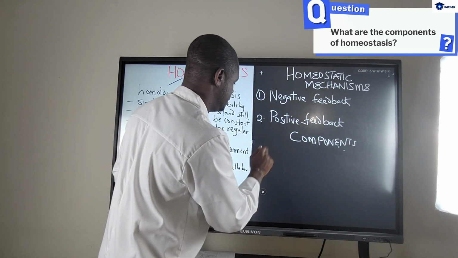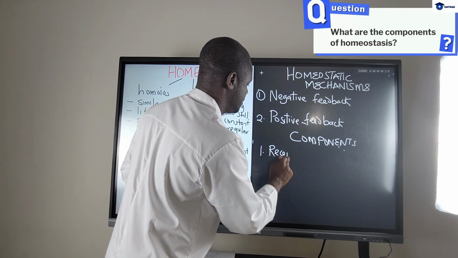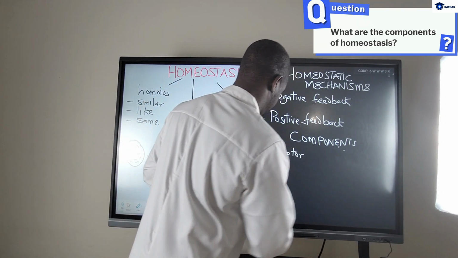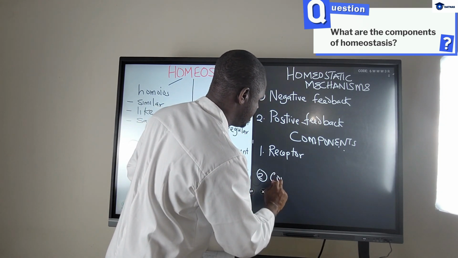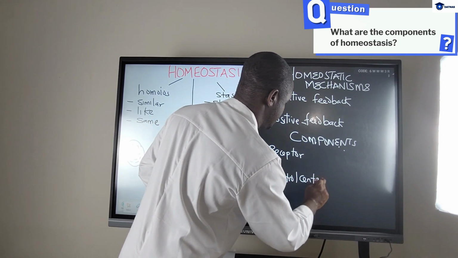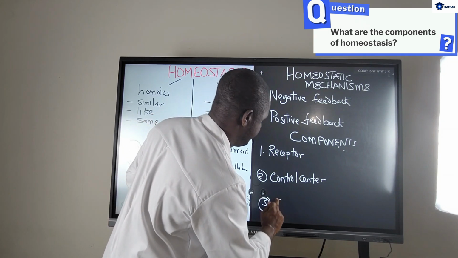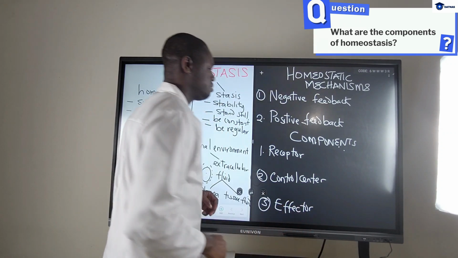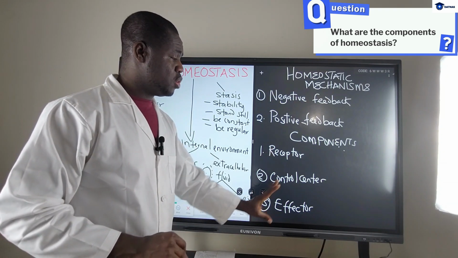The components are: one, receptor; two, control center; three, effector. These are the components of homeostasis.